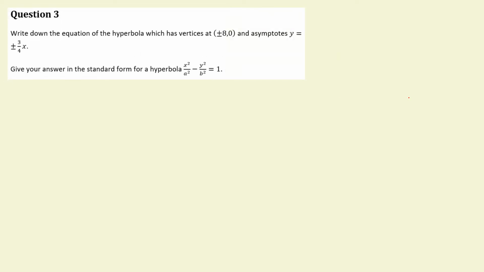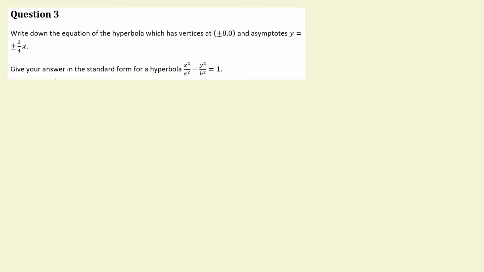Right, now we've got a hyperbola. Our hyperbola has got vertices plus or minus 8 and 0, and the asymptotes are plus or minus 3/4. Because of the form of the asymptotes, we know it's centered on the origin, and we know it's centered on the origin anyway because of where the vertices are, symmetric about the origin. Give the standard form for the hyperbola.